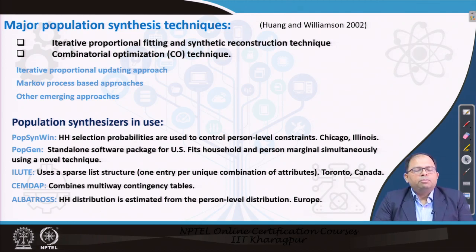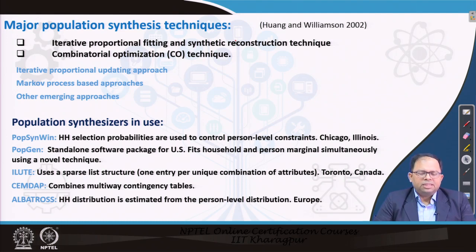So, some of the major population synthesis techniques are iterative proportional fitting and synthetic reconstruction technique, which we call IPFSR. And there is also the combinatorial optimization technique, which is the CO technique. In addition to that, there are several other techniques like the iterative proportional updating approach, Markov process based approaches, and also a lot of other emerging approaches. But in this lecture, we will focus on the first two techniques, iterative proportional fitting and combinatorial optimization.